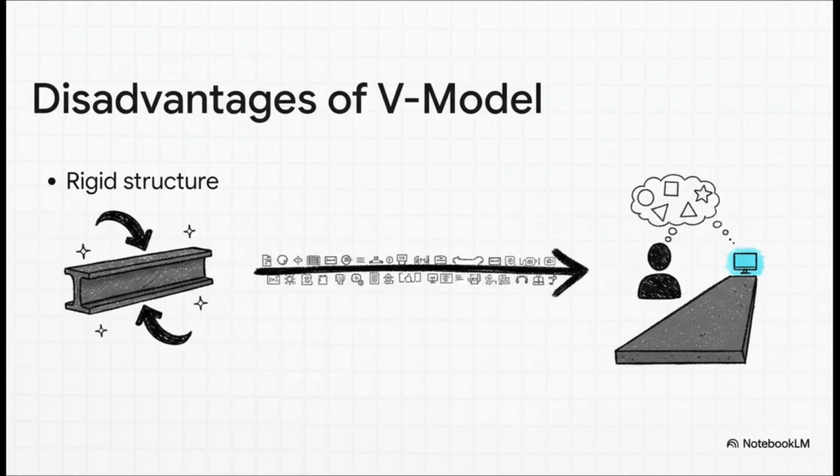But that same rigor is also its biggest weakness. The V model is very rigid. If the client changes their mind about a key requirement halfway through the project, it can be incredibly difficult and expensive to adapt. And since the coding all happens at the very bottom of the V, you don't have a working prototype to show anyone until very late in the process.